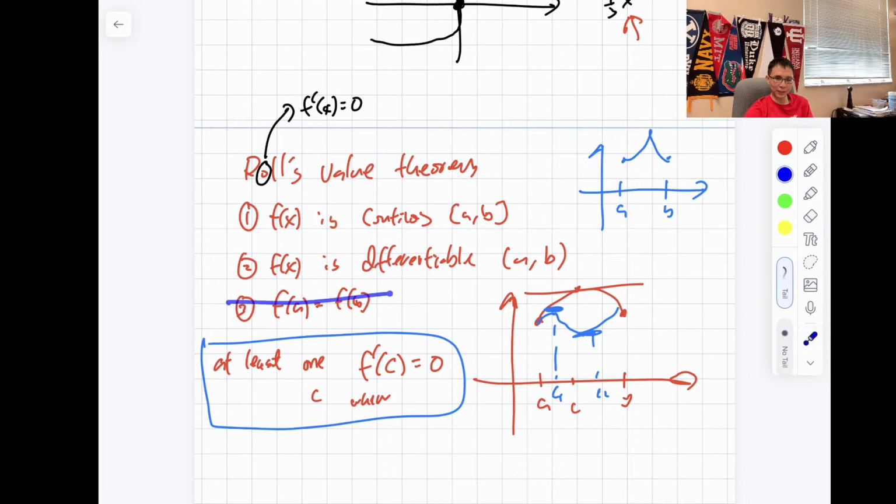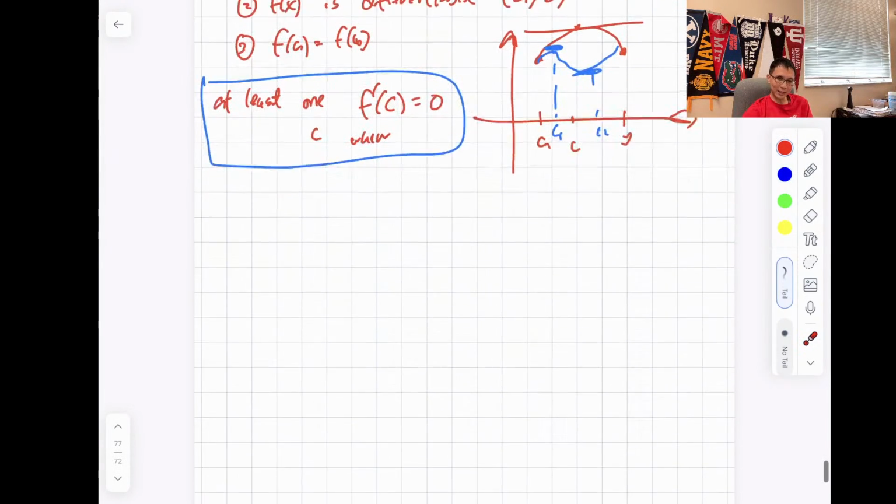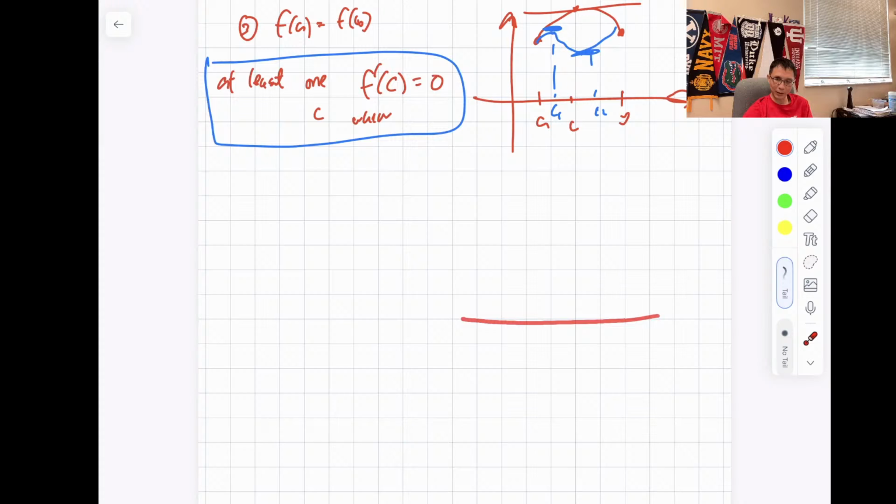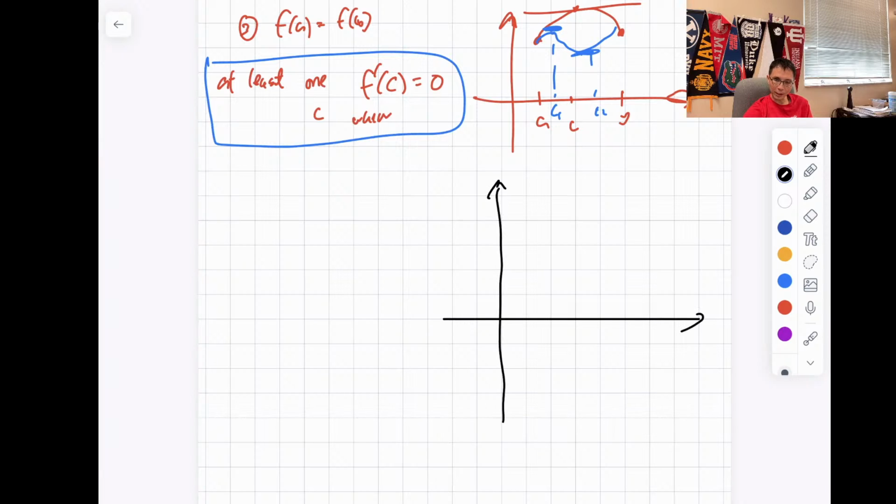So what if this is not there anymore? Then f of a does not equal f of b, so it's going to be something like this. It's continuous and differentiable, but a is right here, b is right here. Now they don't have to be the same point. So you tilt the paper a little bit and say, hey, I came up with a new theorem. It's called the mean value theorem. Why is that?